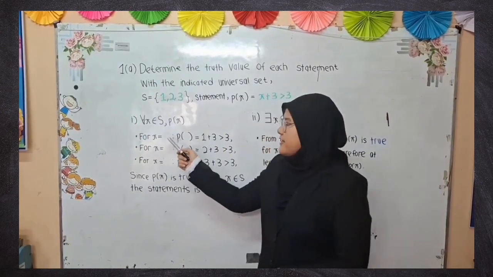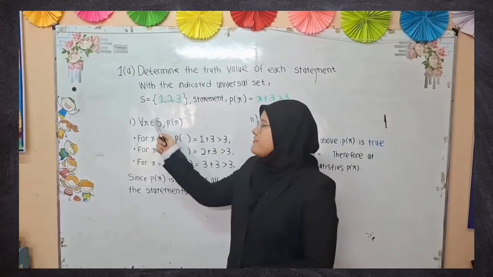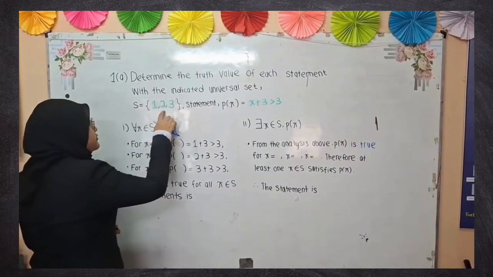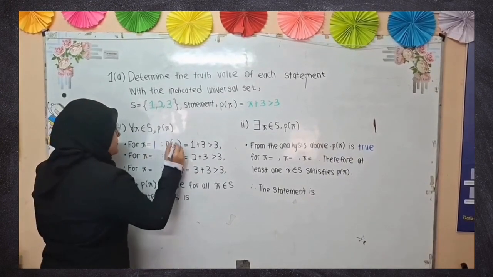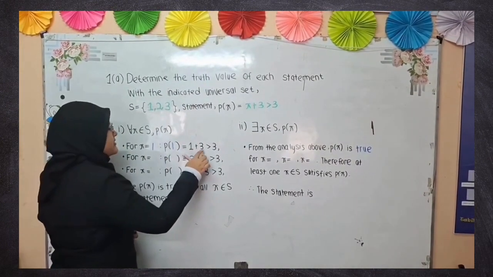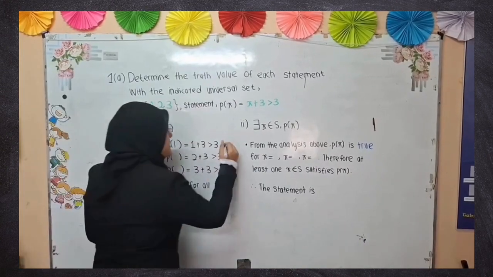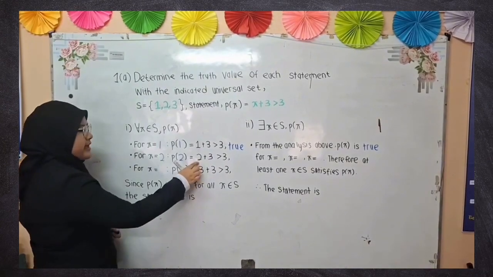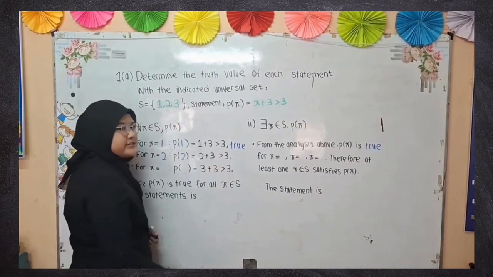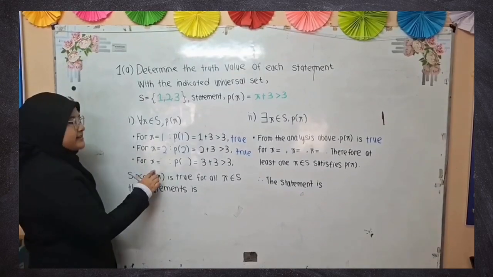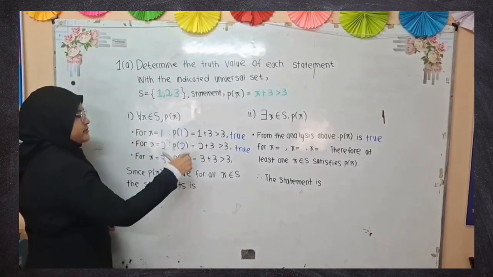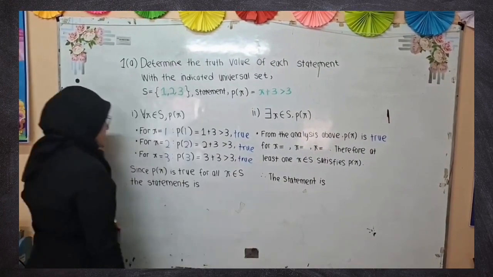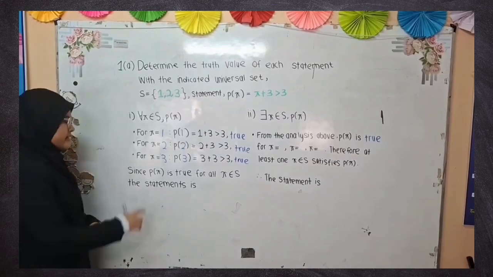The universal quantifier states that p(x) is true for every element x belonging to S. We already know that the values of x are 1, 2, and 3. For x equal to 1, we substitute 1 into x, and 1 plus 3 is 4. 4 is greater than 3, so the statement is true. For x equal to 2, 2 plus 3 is 5. 5 is greater than 3, so the statement is true. For x equal to 3, 3 plus 3 is 6. 6 is greater than 3, so the statement is true. So since p(x) is true for all x belonging to S, the statement is true.